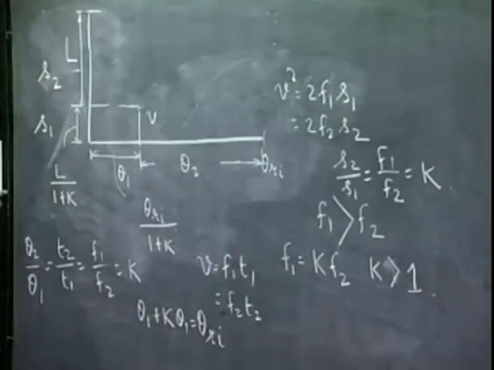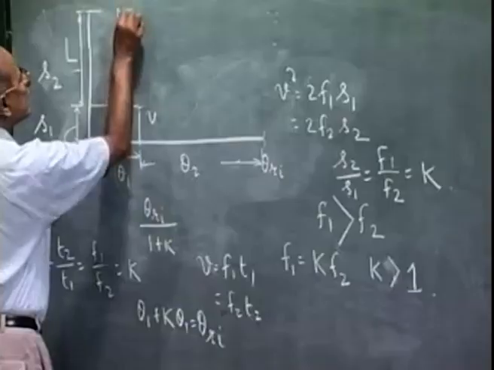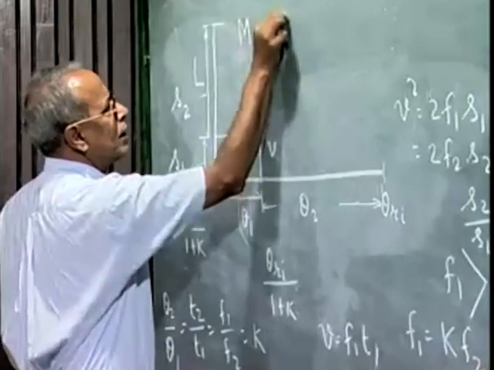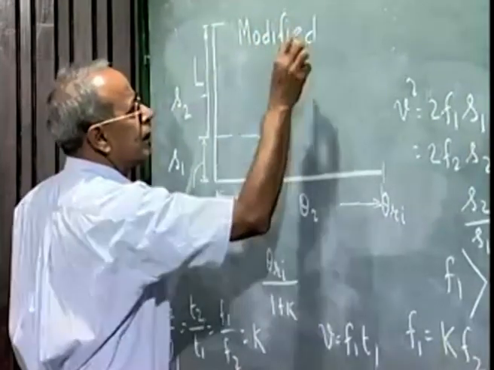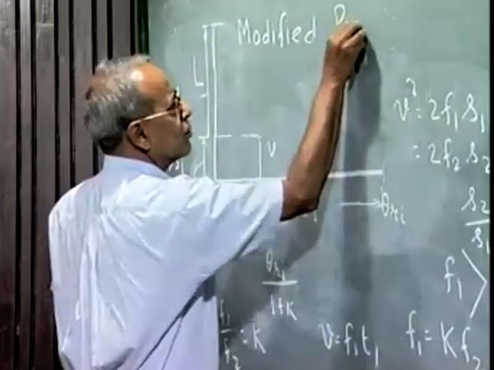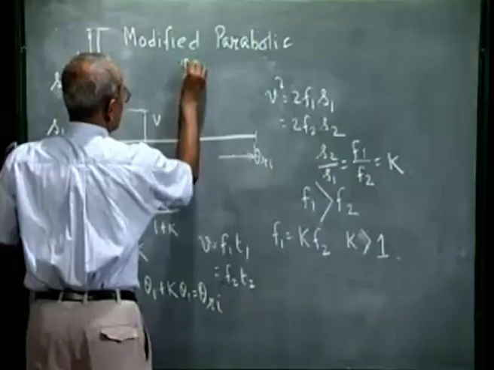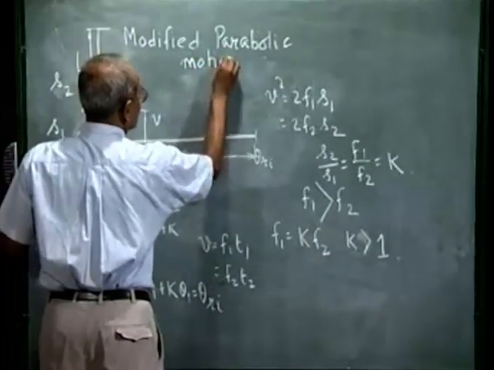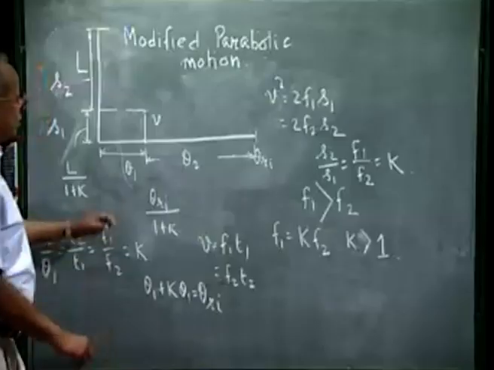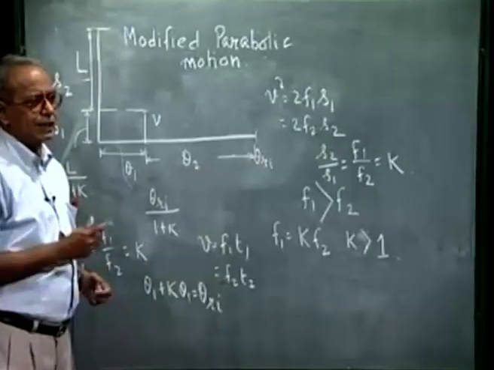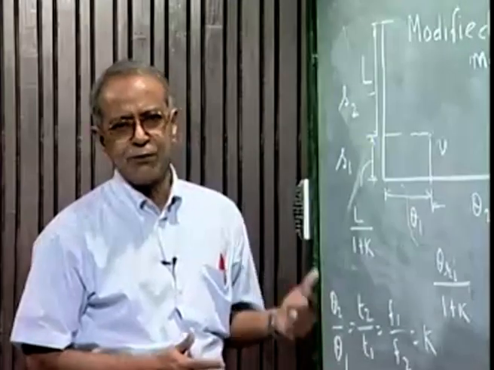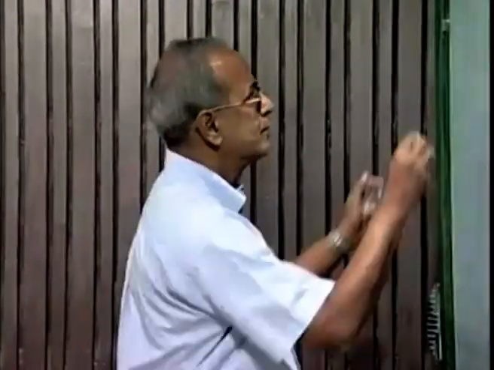This is called modified parabolic motion. There are two parabolas but not identical for a part of the rise and the rest of the rise. Next we shall discuss another type of basic follower motion. Next we discuss, as I said, another type of basic follower motion known as cycloidal motion.